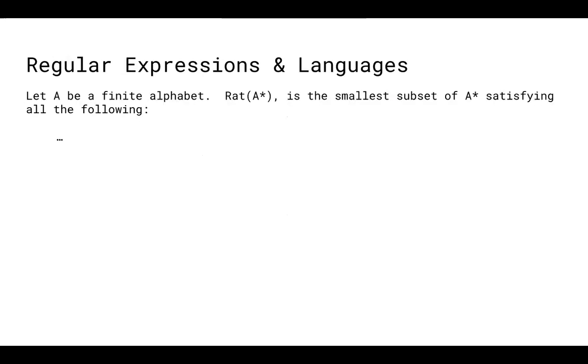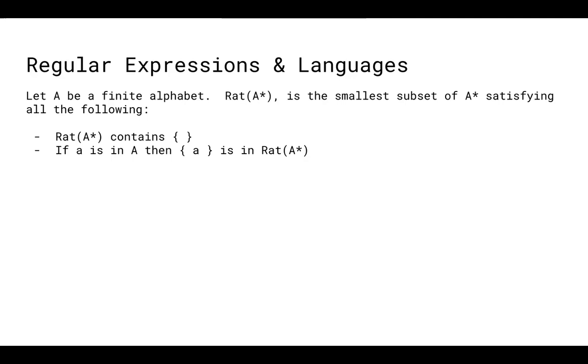Okay, so this presentation might look slightly different from what you've seen before because I'm again using Dr. Pin's presentation. So let A be a finite alphabet. We're going to define a new set Rat of A star, which is the smallest subset of A star satisfying the following conditions. We'll show them momentarily. And this subset, just so you know, is going to be the regular expressions over A star. First of all, it needs to contain the empty set. So the empty set is an element of the regular expressions over the free monoid of A.